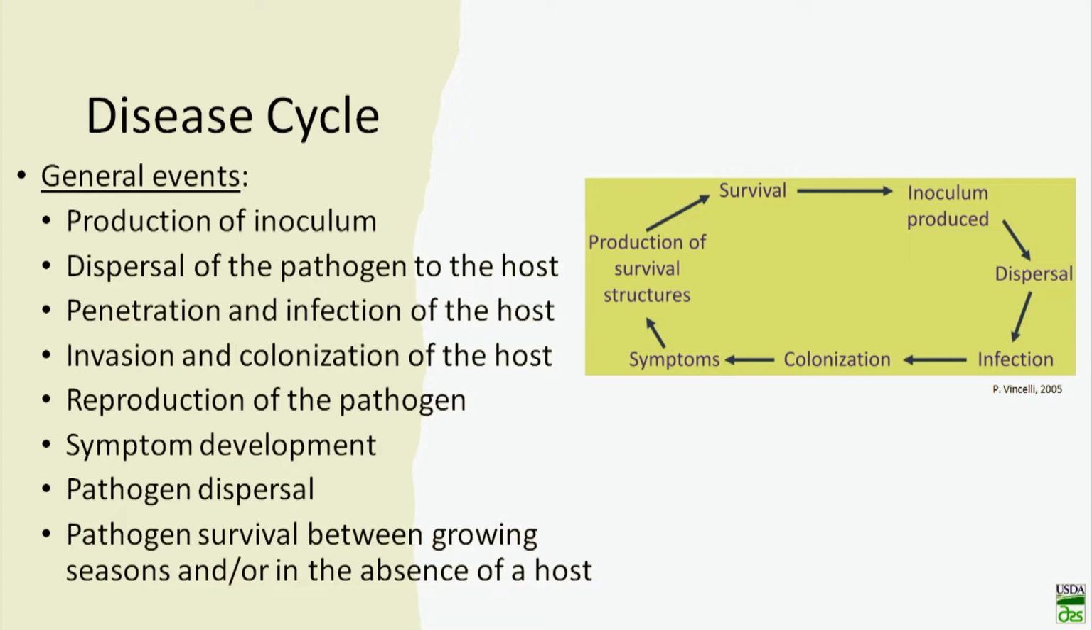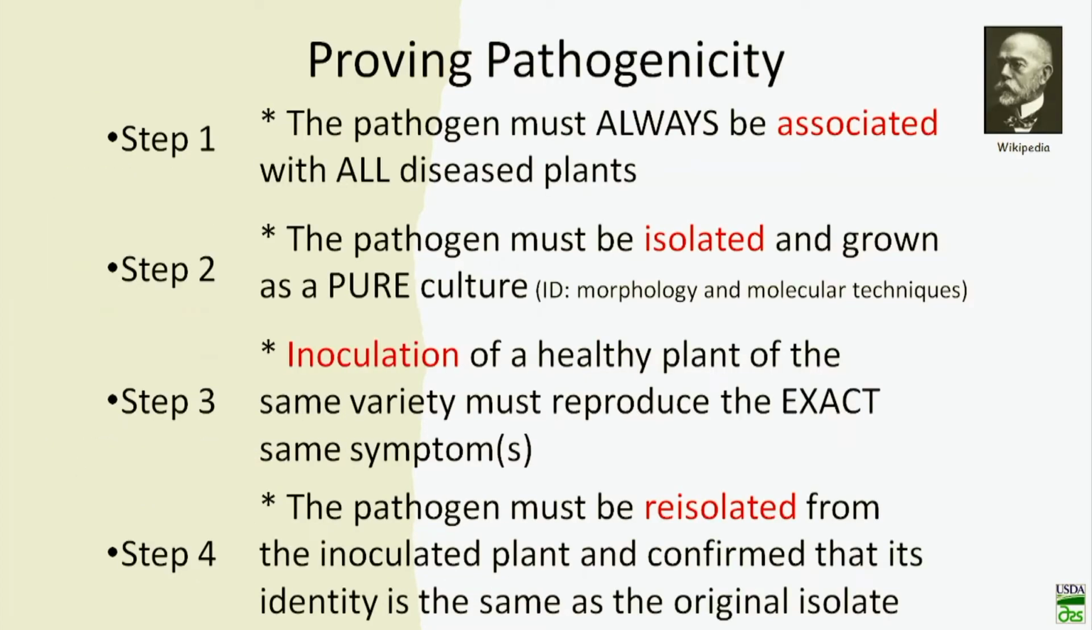And oftentimes, there's some kind of pathogen survival between the growing seasons, even if there's the absence of the host. Maybe there's an alternate host, like a weed, that the pathogens can survive on. Now, I mentioned proving pathogenicity. Just because you find one bacteria once doesn't necessarily mean that is a true pathogen of a specific plant.